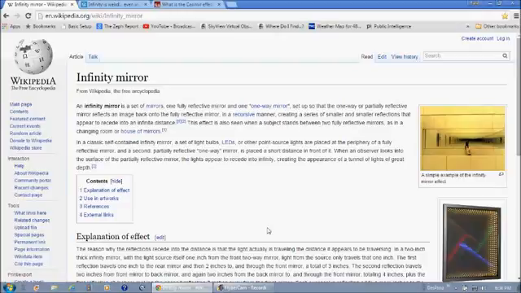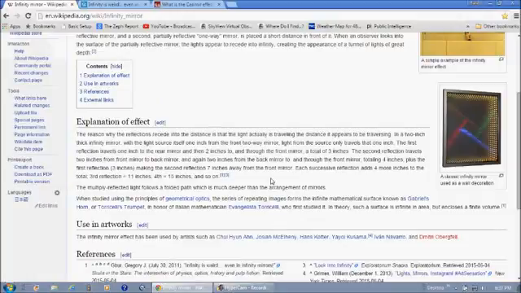In the classic self-contained infinity mirror, a set of light bulbs, LEDs, or other point source lights are placed in a periphery of a fully reflective mirror, and a second partially reflective one-way mirror is placed a short distance in front of it. When an observer looks into the surface of the partially reflective mirror, the lights appear to recede into infinity, creating an appearance of a tunnel of lights of great depth. The explanation of the effect and the reason why the reflections recede into the distance is that the light actually is traveling the distance it appears to be traversing in a 2-inch thick infinity mirror, with the light source itself 1 inch from the front of the two-way mirror.